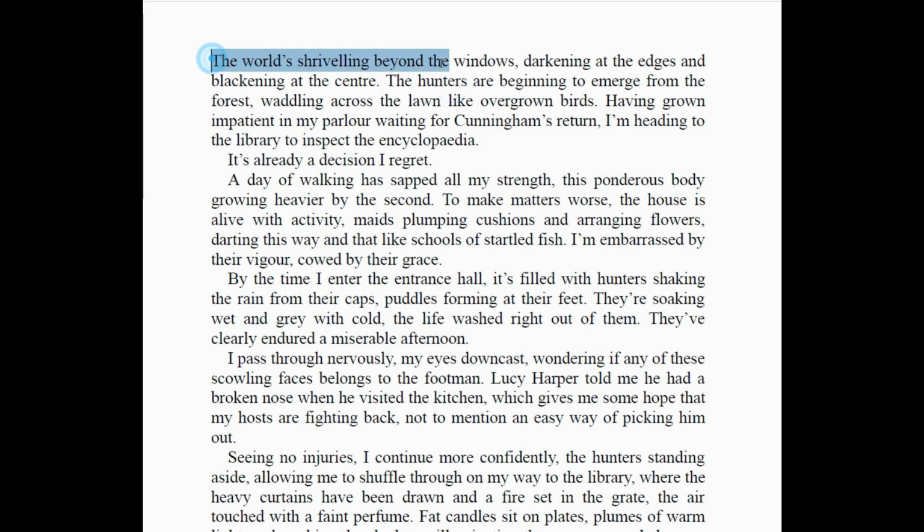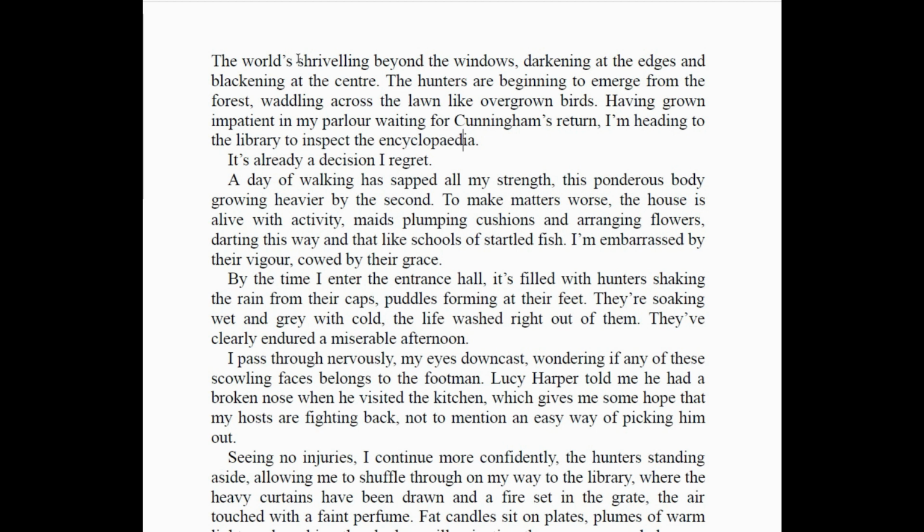Or you could consider that a main clause and then a comma and 2 participle phrases, darkening at the edges and blackening at the centre, describing the subject of the main clause, which is the world. Yeah, and it doesn't really make any difference if you consider it a main clause and 2 participle phrases, or the whole thing a main clause with 3 verb phrases. Both ways of understanding the sentence are correct, and really they're equal. But that's how it starts.